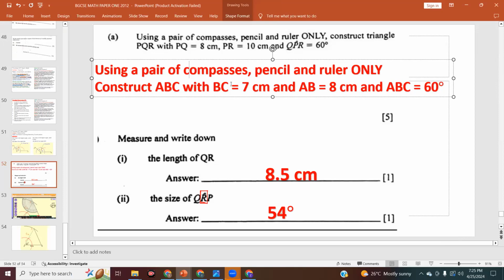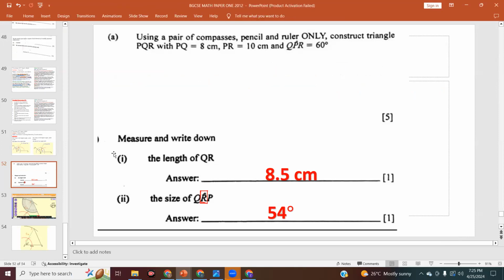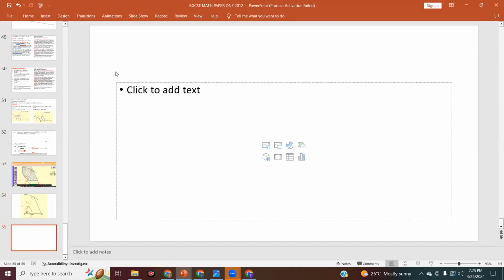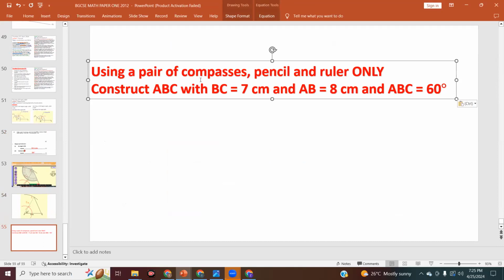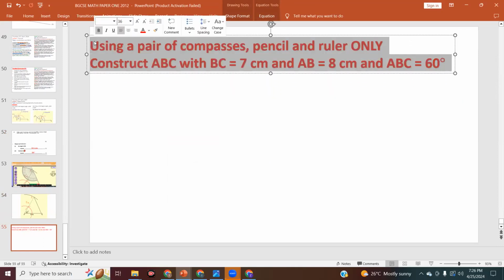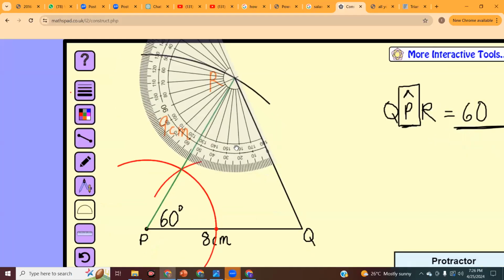So using a pair of compasses, pencil, and ruler only, construct ABC with BC equals 7 centimeters, AB equals 8 centimeters, and ABC equal to 60 degrees. So let's go ahead and do that. This is going to be that one. It's very similar to how we did the last one, so it should be relatively easy.